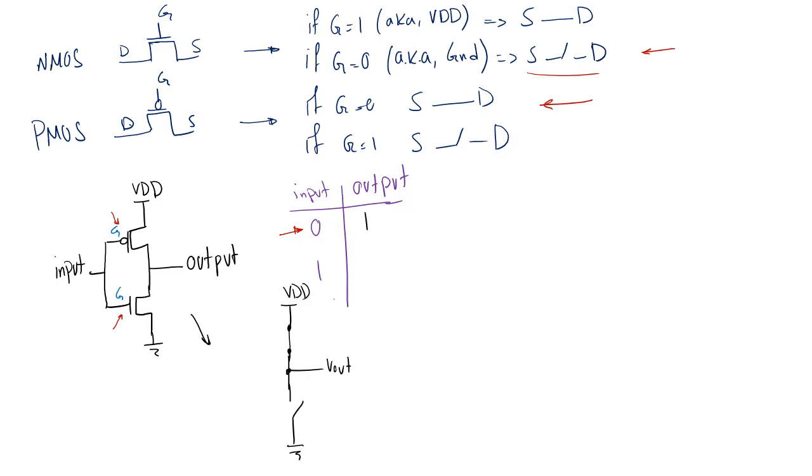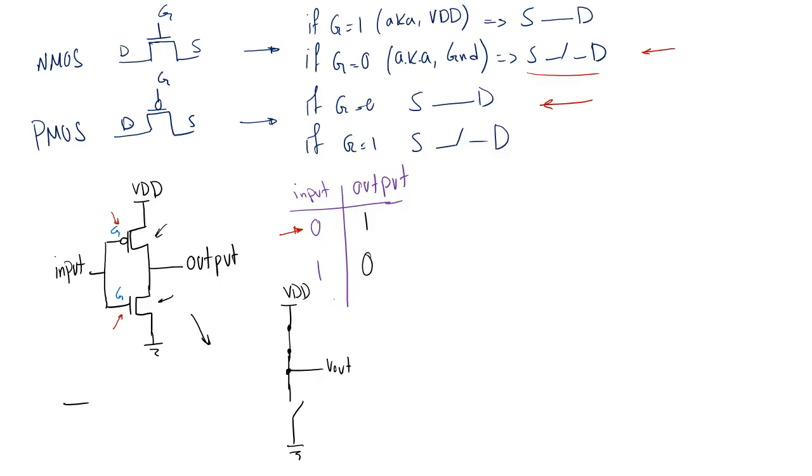Now, if I do the same analysis when input is 1, you will see that the NMOS switch is closed, and the PMOS switch is open. Therefore, the output is going to be 0. Okay. Looking at the truth table, we can see that we just built our first gate. It's the inverter.